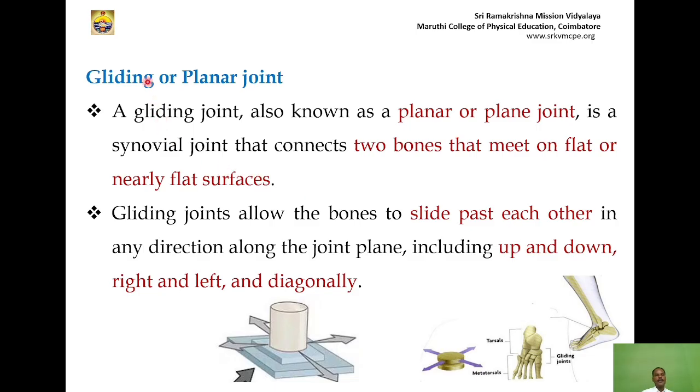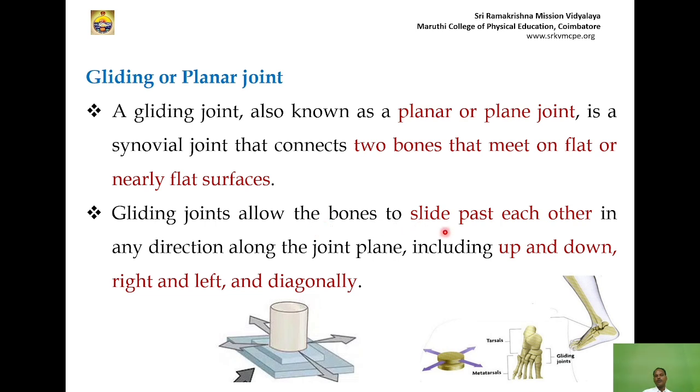And the last one is the gliding or planar joint. The gliding joint, also known as the planar or plane joint, is the synovial joint that connects two bones that meet on flat or nearly flat surfaces. Up to now we have seen cup shaped, oval shaped, and convex and concave surfaces in the previous joints. Here all the bones are flat, not convex or concave or cup shaped.